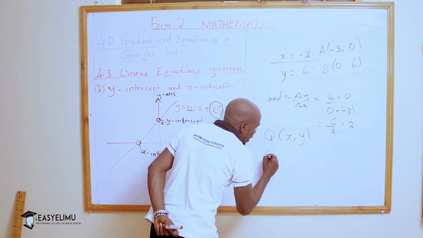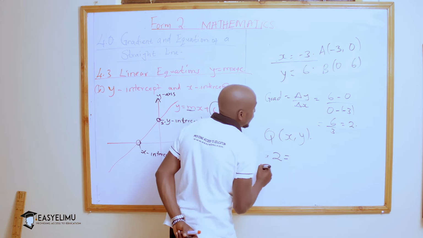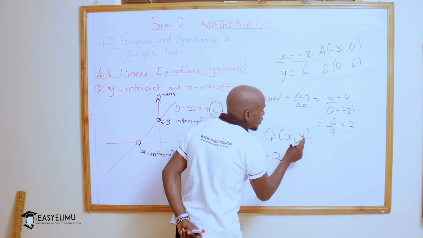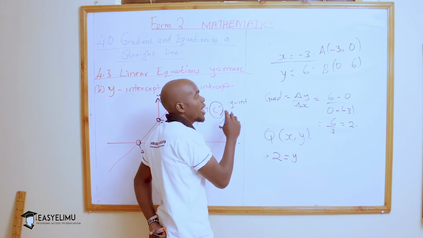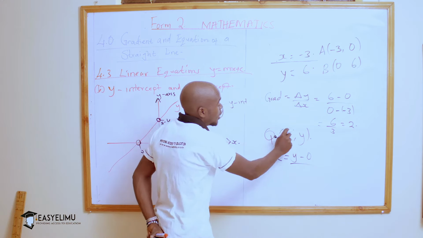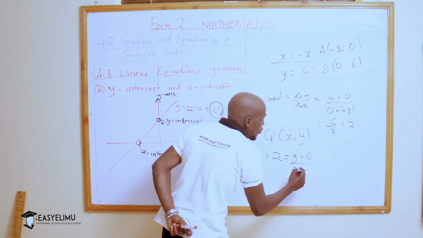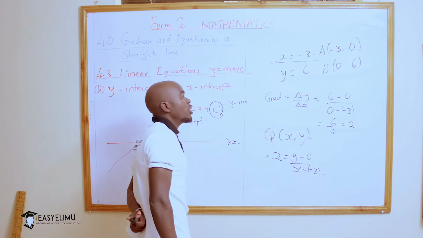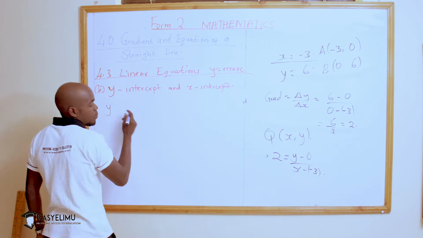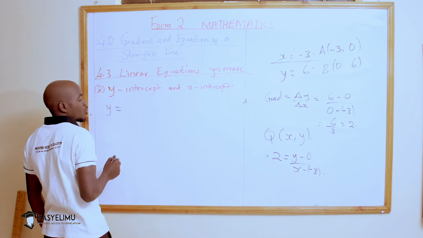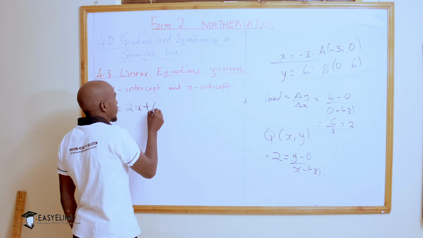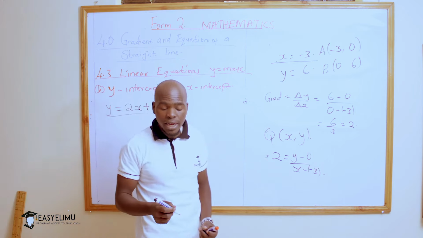So we can say that the gradient, which is 2, is found by change in y over change in x. The change in y will be that of y, which is Q, so y minus 0. I select A, so over here we have x minus negative 3, the coordinate of A. In that case, we end up with y, because y minus 0 is just y, equals 2x. Now minus negative 3 will be positive, so it will be plus 6. And this is the equation of that given line.